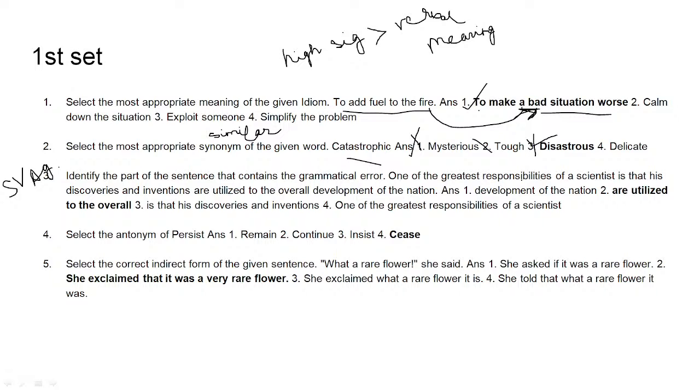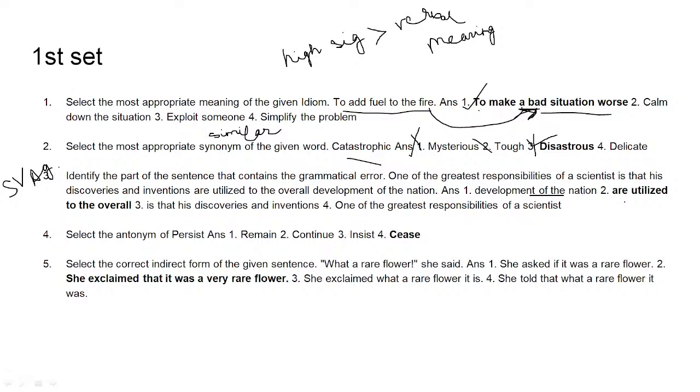आप sentence को किसके बाद क्या portion आप सजाते हो, कैसे सजाते हो of the sentence, that is the syntax. So there is no syntactical error also, and it seems correct, but that is not correct. Obviously there is an error. What is the error? The first option is development of nation. No, this is correct. Development of the nation is correct. Number two is are utilized to the overall.